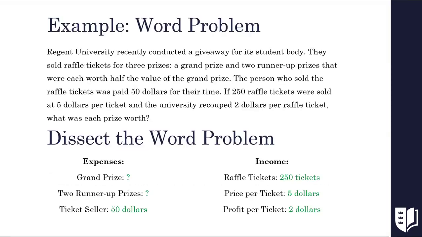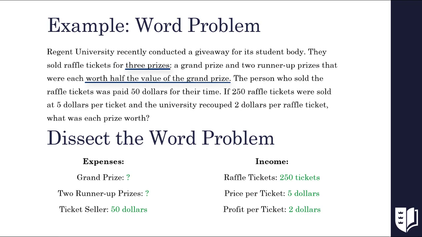Now let's solve a word problem using the process we just learned. We are given the following problem. Regent University recently conducted a giveaway for its student body. They sold raffle tickets for 3 prizes, a grand prize and 2 runner-up prizes that were each worth half the value of the grand prize.